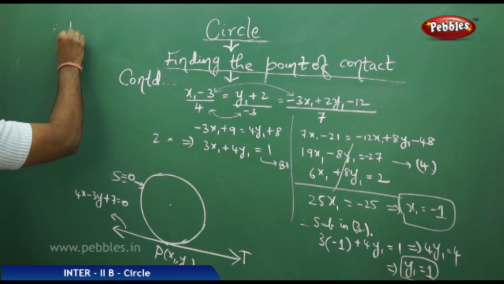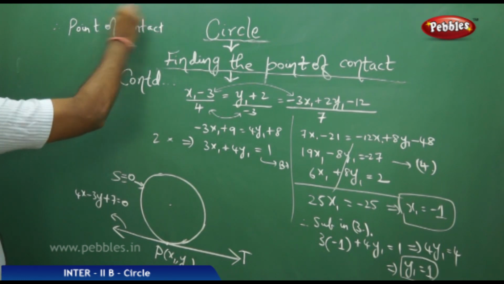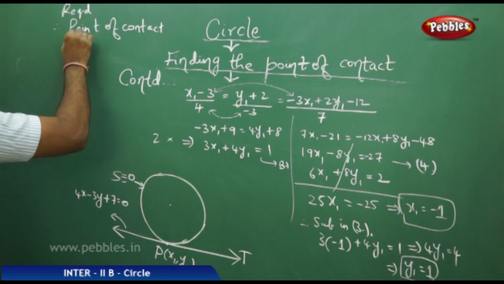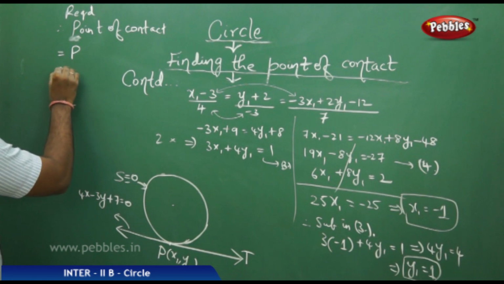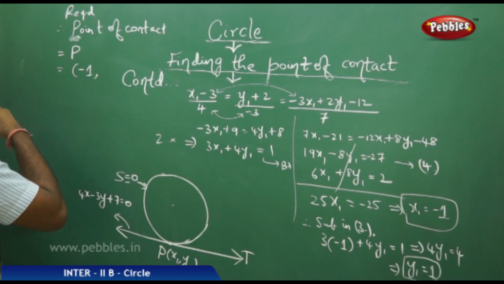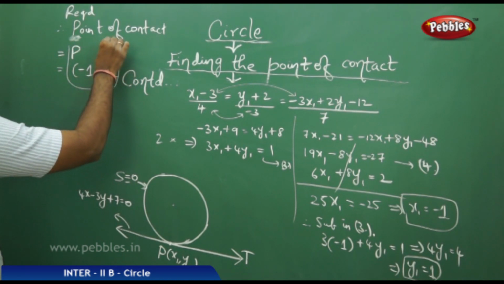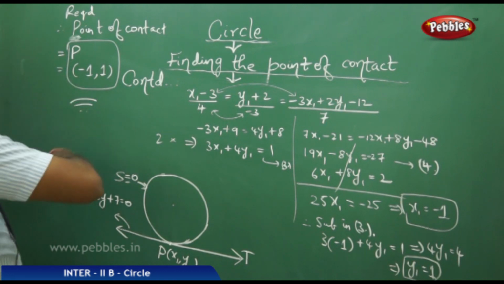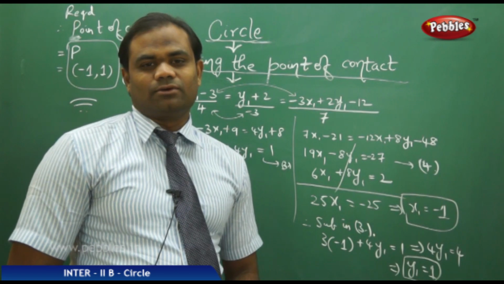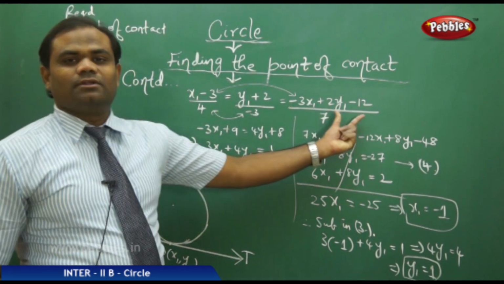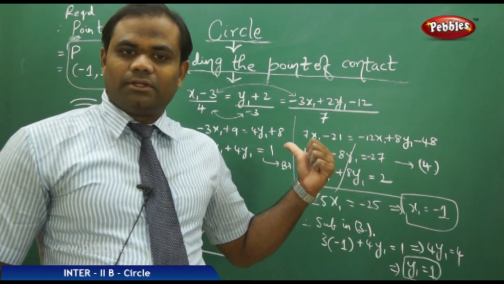Therefore, the required point of contact is P, which is x1, which is minus 1, and y1, which is 1. So this is the required point of contact, which we find using the concept of S1 equal to 0 and the proportion which gives the values of x1 and y1. The point of contact can be found in this method.